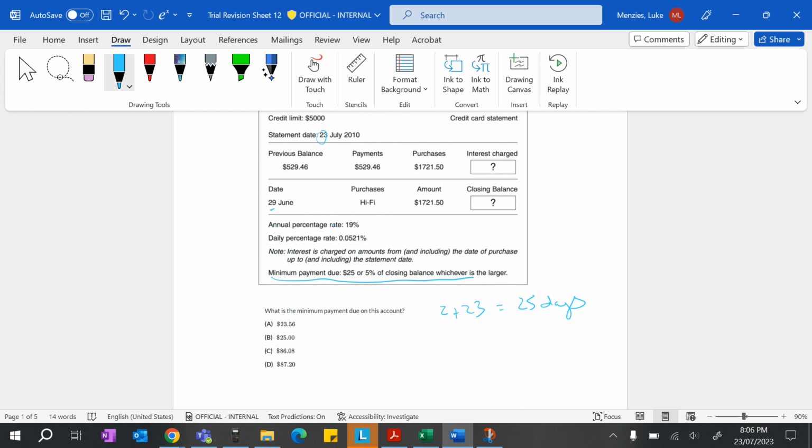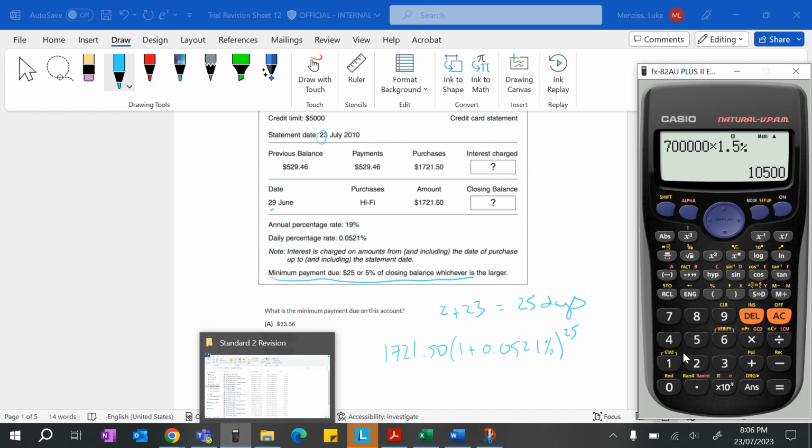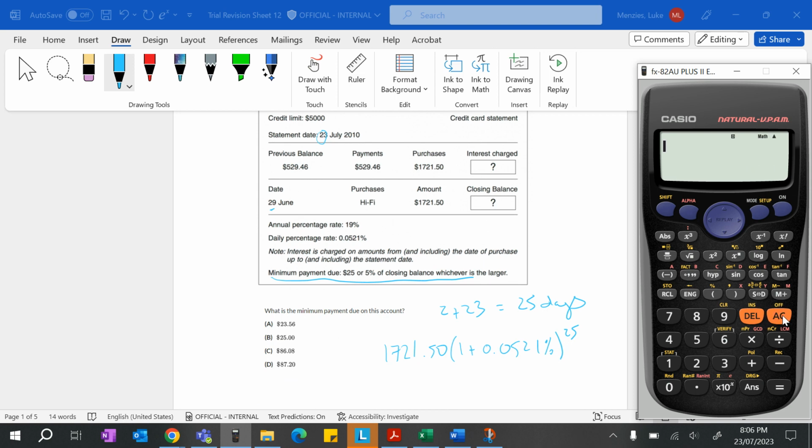So to find the interest charge, we are going to say 1721.50 times the bracket 1 plus 0.0521% to the power of 25. And I'm actually going to say this is just getting our closing balance, and I'm going to use that for a second. Rather than just find the interest, I want 5% of the closing balance really anyway.